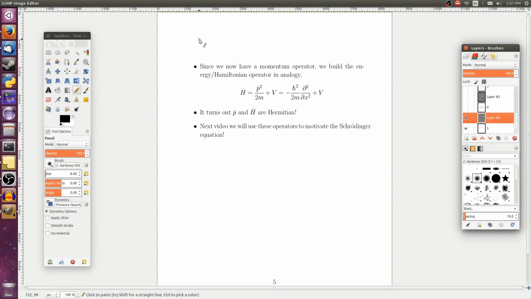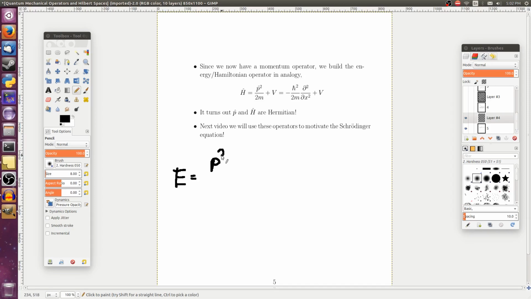So I told you that we can also define the energy operator. So since we have the momentum operator, we can pretty much build the energy or Hamiltonian operator in kind of the same way. Because the energy of a system, if we write it with respect to momentum, we get p squared over 2m plus the potential energy of the system. And so if we want to define an operator that's analogous to this, then E hat, I promise that's a hat, is going to be P hat squared over 2m plus the potential.